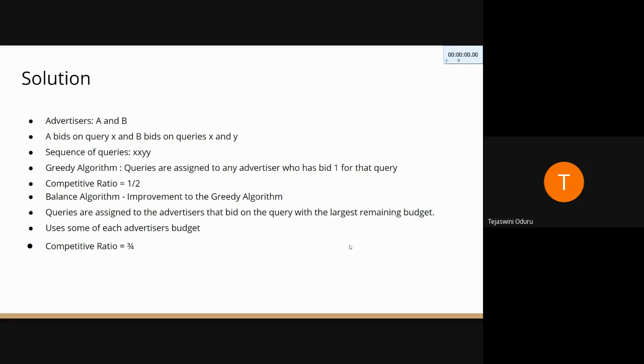The balance algorithm is an improvement on the greedy algorithm, and it also considers the largest remaining budget. In this case where A and B bid, the competitive ratio will be 3/4, because it will first allocate to A or B, and then the remaining is allocated to B, and the last Y will be left over. So the online revenue will be 3, and the offline revenue will be 4.